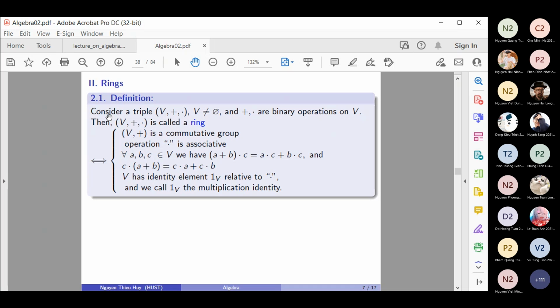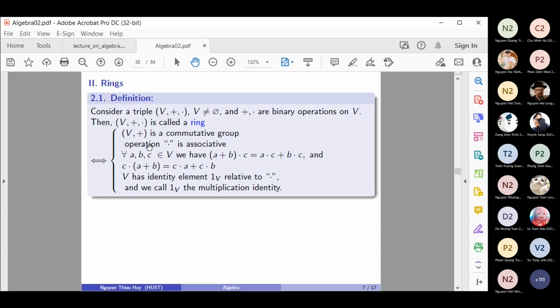Then this triple V, plus, multiplication is a ring if and only if these properties are satisfied. First, V and plus is a commutative group. This means that plus is commutative, associative, and there is a neutral element for addition, called the zero element, and for every A there is minus A so that A plus minus A is zero.